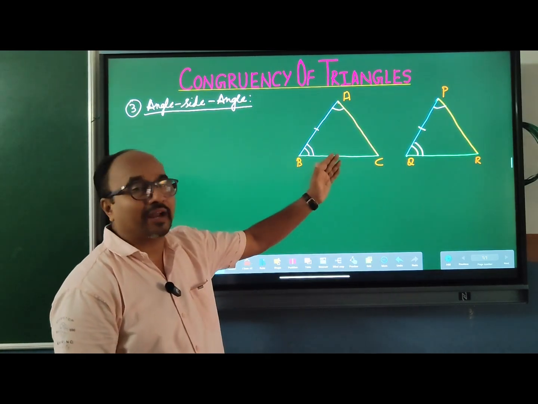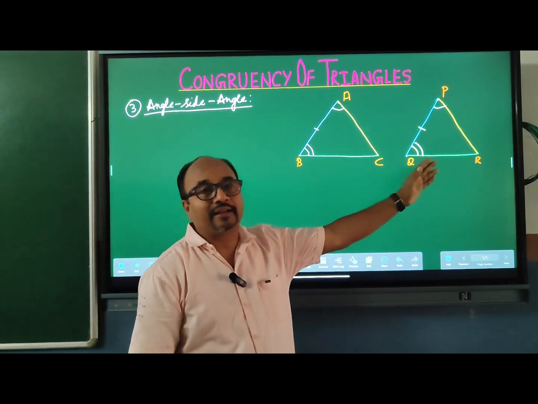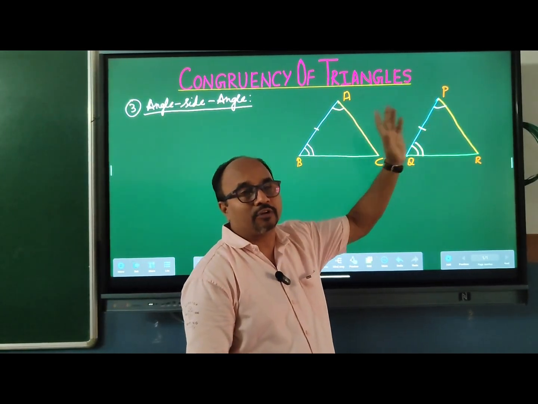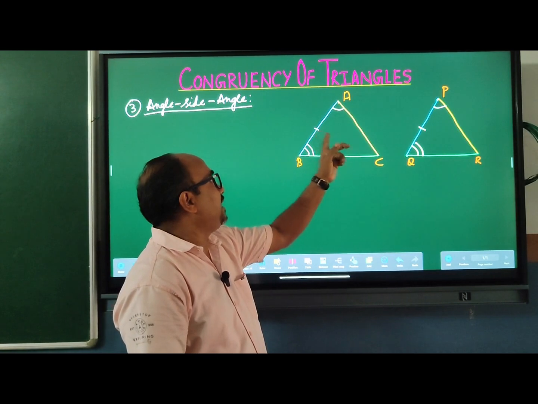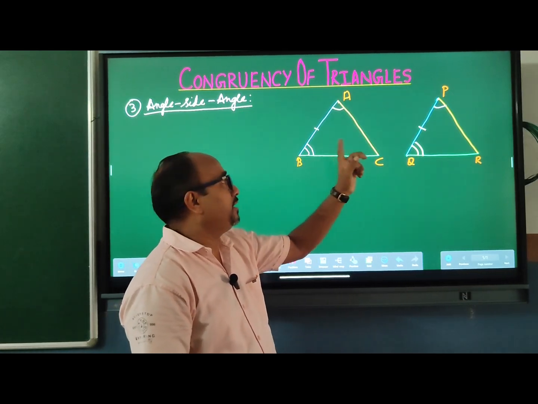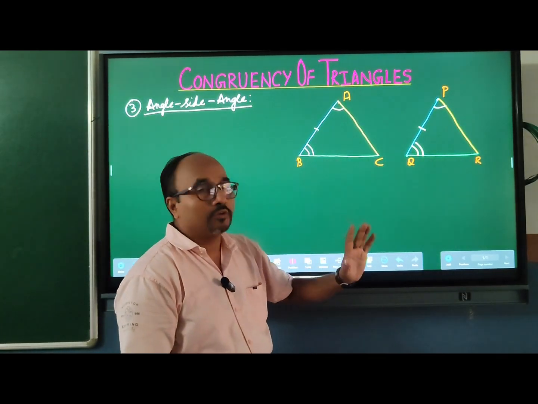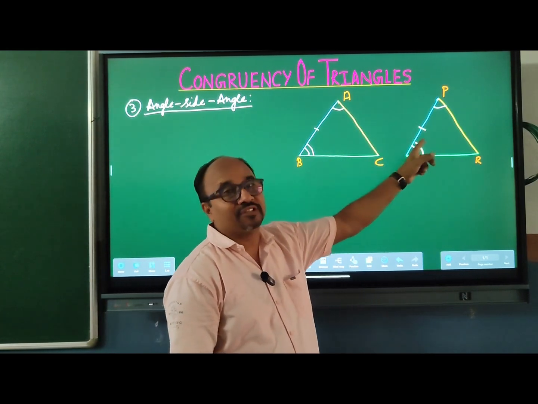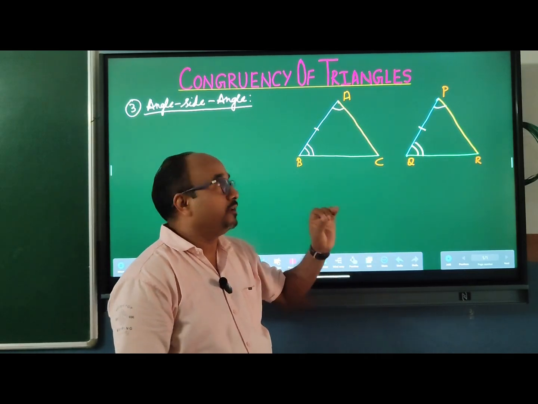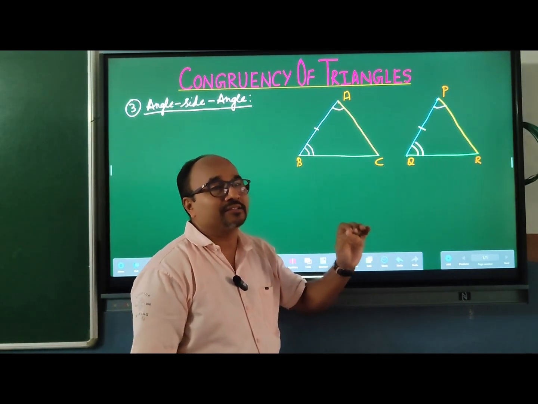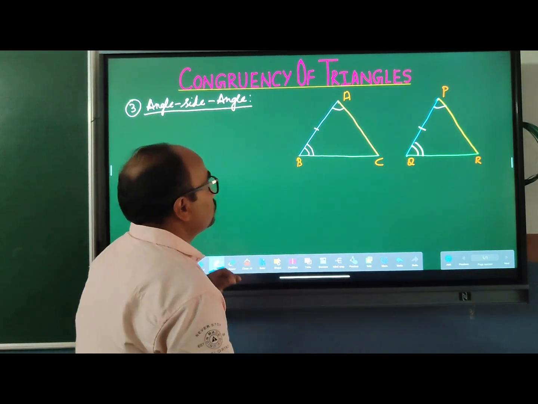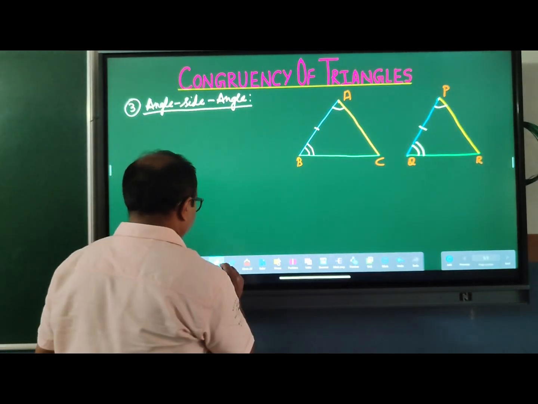I have taken two triangles here, triangle ABC and triangle PQR. In this you can see angle A has been marked equal to angle P. Side AB is marked equal to side PQ and angle B is marked equal to angle Q. So you can see the equal side is in between the two equal angles. Then the triangles are congruent by the rule angle side angle. So let us write it over here.